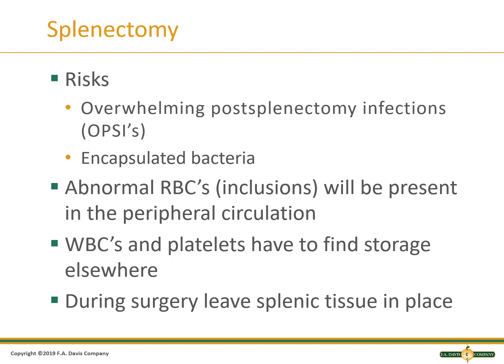You also will see more abnormal red blood cells or inclusions in the peripheral blood circulation because the spleen has not filtered those out. The white blood cells and platelets have to find storage elsewhere because they can no longer be stored in the spleen. And oftentimes, when the spleen has to be removed, they try to leave some splenic tissue in place so that it could still do its job to some degree.